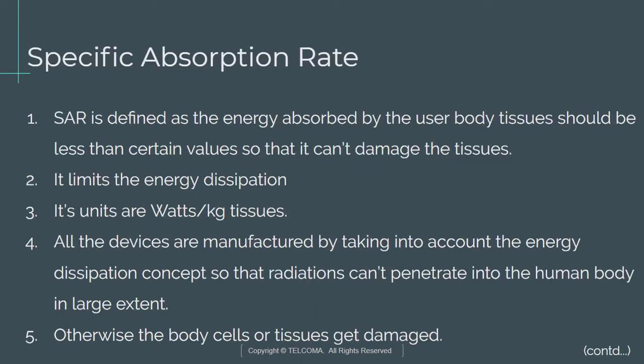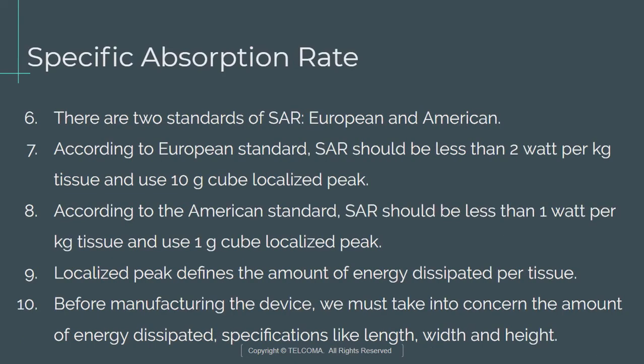Next is specific absorption rate. SAR is defined as the energy absorbed by the user body tissues, which should be less than certain values so that it can't damage the tissues. It limits the energy dissipation. Its units are watts per kg of tissue. All the devices are manufactured by taking into account the energy dissipation concept so that radiations can't penetrate into the human body to a large extent. Otherwise, the body cells or tissues get damaged.